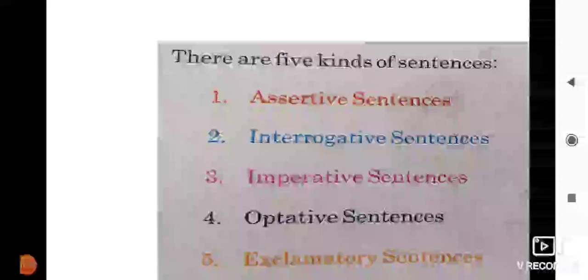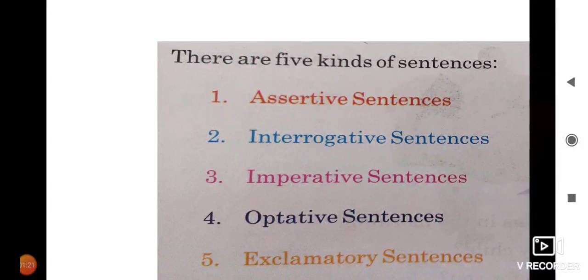So, let us learn about the first 3 kinds of sentences. The other 2 kinds, that is optative sentences and exclamatory sentences, will be discussed in the next video.